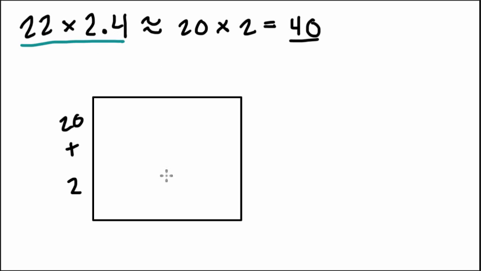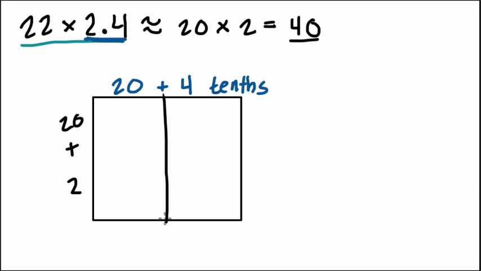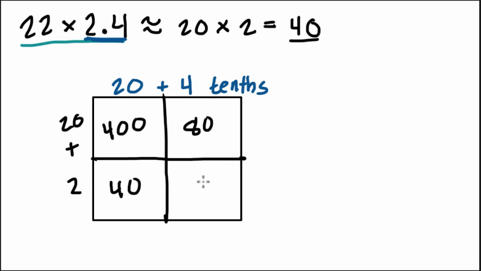Instead of putting 2.4 in my area model, what I'm actually going to do is call this 24 tenths, which means that it's 20 plus 4 tenths. So I've renamed it, and this makes it a little easier for me to set up. So now I can just add these over, and this is what we were talking about in class: 20 times 20 is 4 with 2 zeros, 400. 20 times 4 is 80. 20 times 2 is 40. And 2 times 4 is 8.